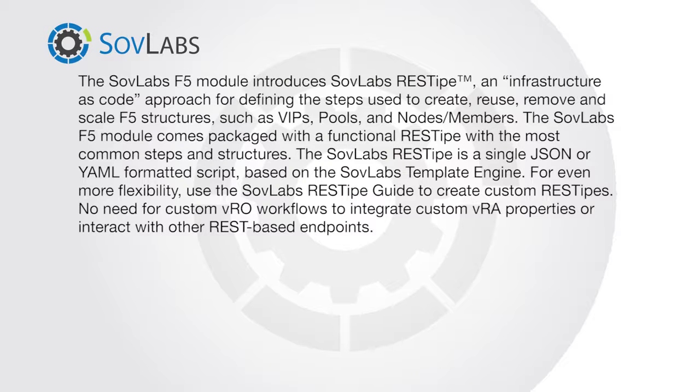The SovLabs F5 module introduces SovLabs Recipe, an infrastructure as code approach for defining the steps used to create, reuse, remove, and scale F5 structures, such as VIPs, pools, and nodes and members. The SovLabs F5 module comes packaged with a functional recipe with the most common steps and structures. The SovLabs Recipe is a single JSON or YAML formatted script based on the SovLabs template engine. For even more flexibility, use the SovLabs Recipe Guide to create custom recipes. No need for custom vRA workflows to integrate custom vRA properties or interact with other REST-based endpoints.